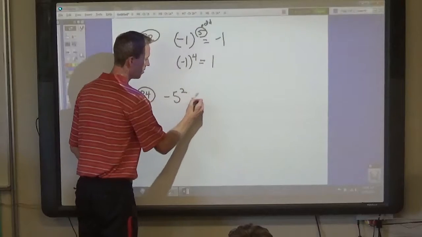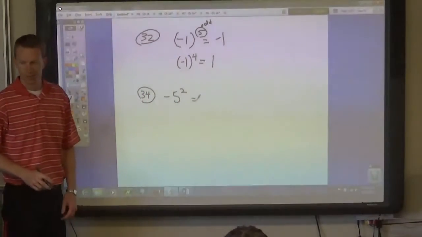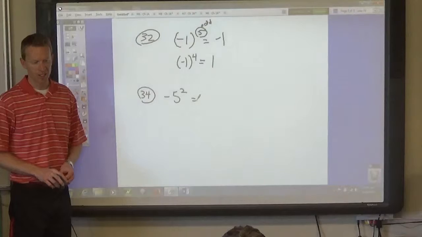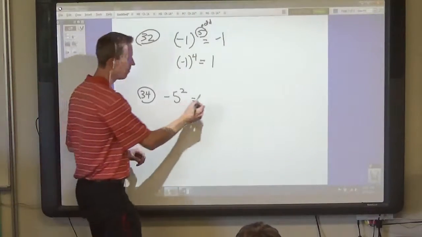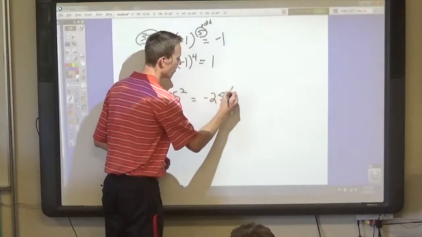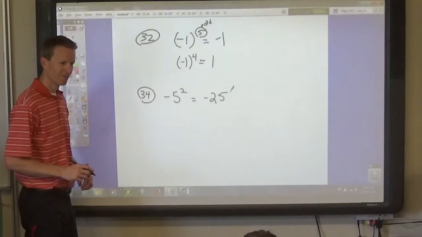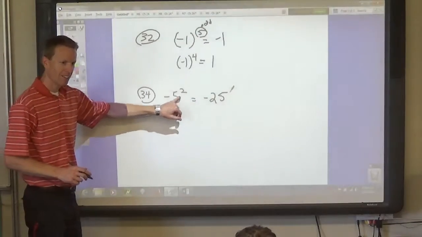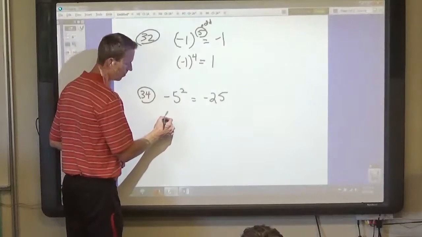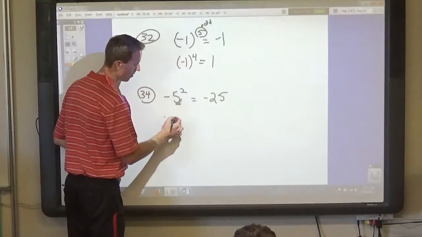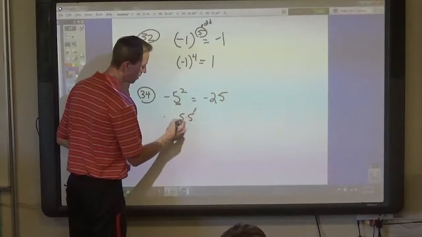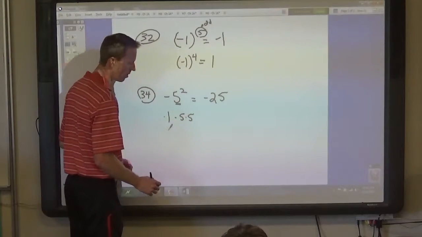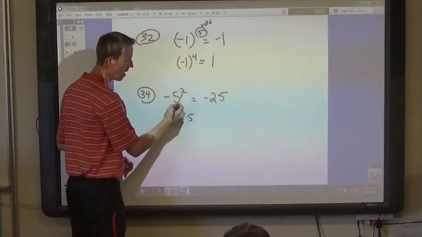-5 squared. Dylan? -25. Good. Why? Because 5 is the base, you know, 5 times 5 is 25, and we add the negative sign. Yep, exactly. 5 times 5 times -1. Yep, because 5 is the base.